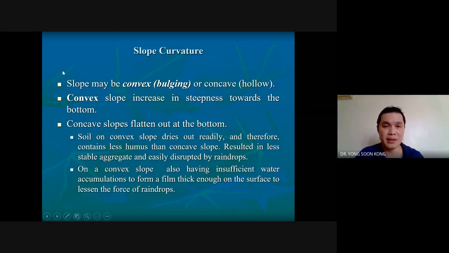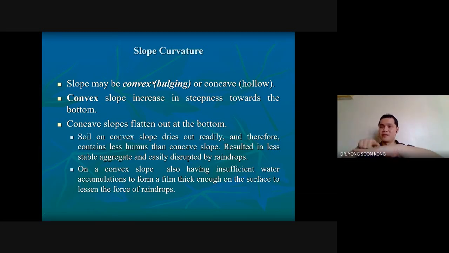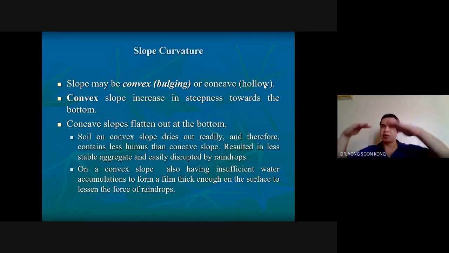We have two. It can be identified as either convex or concave. Convex is bulging. Bulging means like this. Okay, imagine this surface: bulging means it's like one dome covering that surface. Versus concave. Concave is like a cavity. Imagine this surface: concave means there's a cavity going down and up again. So that is concave. Bulge, concave.